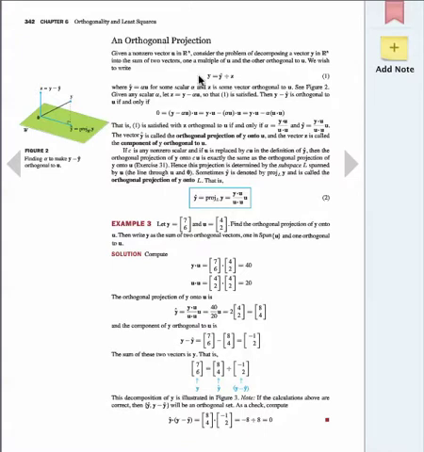Then we get into this idea of orthogonal projections. And the thing that you want is this picture over here, figure 2 on page 342. Do read the discussion, figure out how it's coming up with these things, although we will cover this in class.